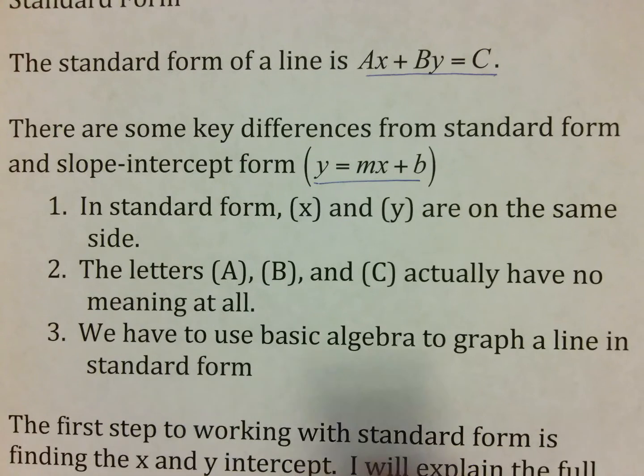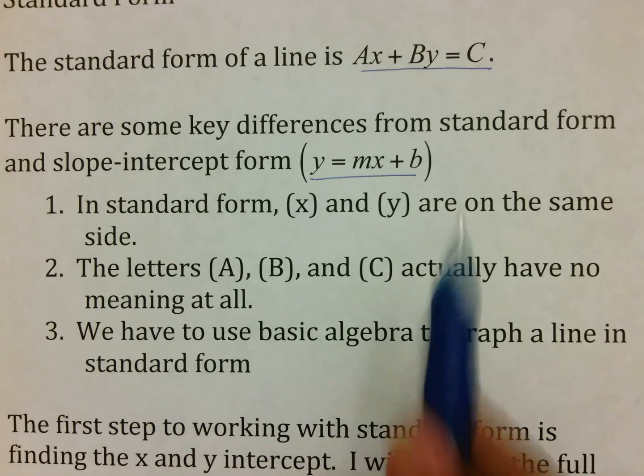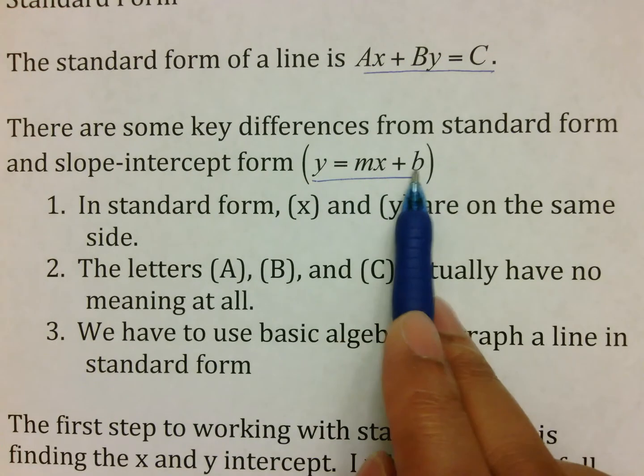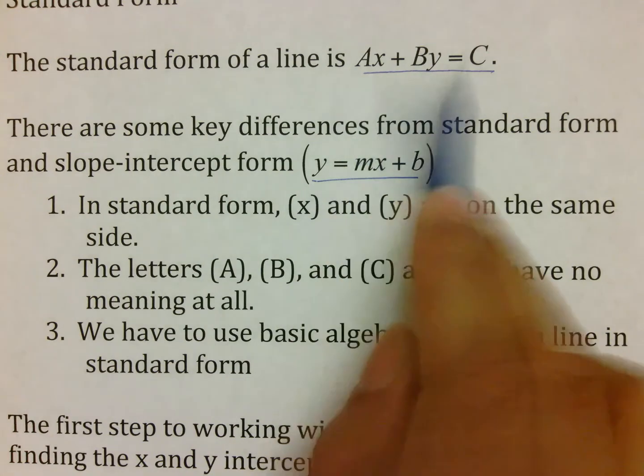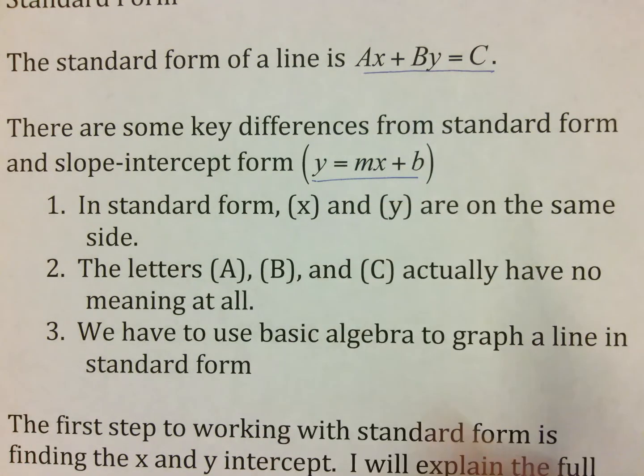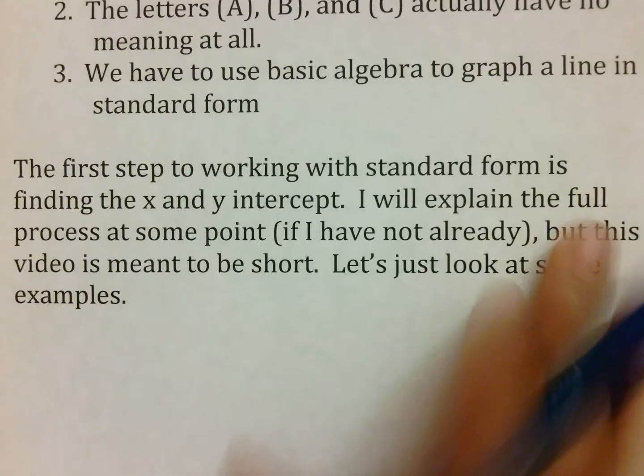Third, we do have to use some basic algebra to graph a line. If you remember about slope-intercept form, this told us to go up or down and put a dot, and then that gave us our slope. It does not work here. We actually have to do a little bit of work to find it. It's not a lot of work, but it starts with what we're doing today, which is the first step.